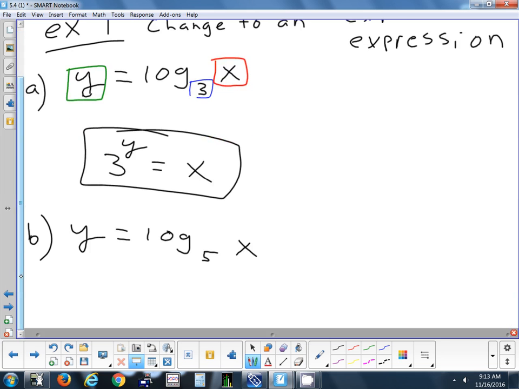Let's try this one. This would be another one that if you knew y was a certain number, you could solve for x. But since we don't know x or y, we'll just rewrite it. What's my base? 5. And the logarithm always equals your exponent. And what's the only thing left? X. So again, that's just changing it from a log to something without a log.